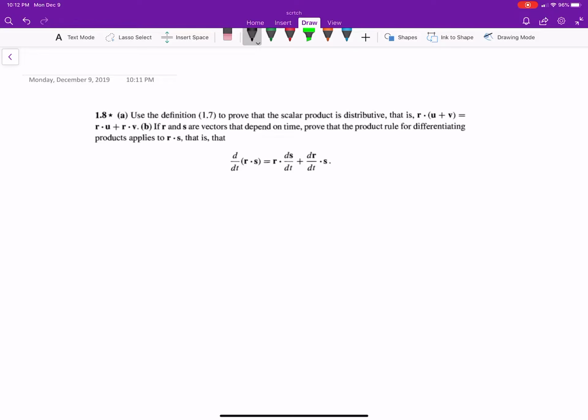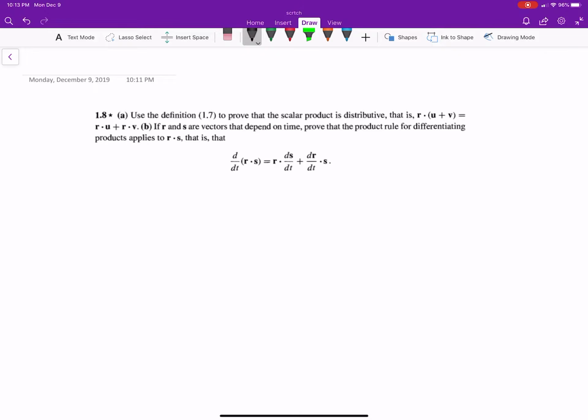Okay, so for 1.8, it says use the definition that we got from before to prove the scalar product is distributed. That is, that r dotted with u plus v is equal to r dotted with u plus r dotted with v. And then for part B, it says if r and s are vectors that are dependent on time, prove that the product rule for differentiating products applies to r dot s. That is, and then they show us the product rule.